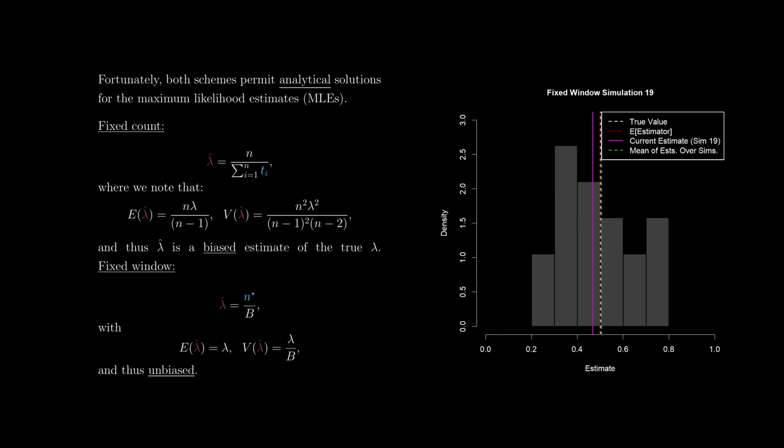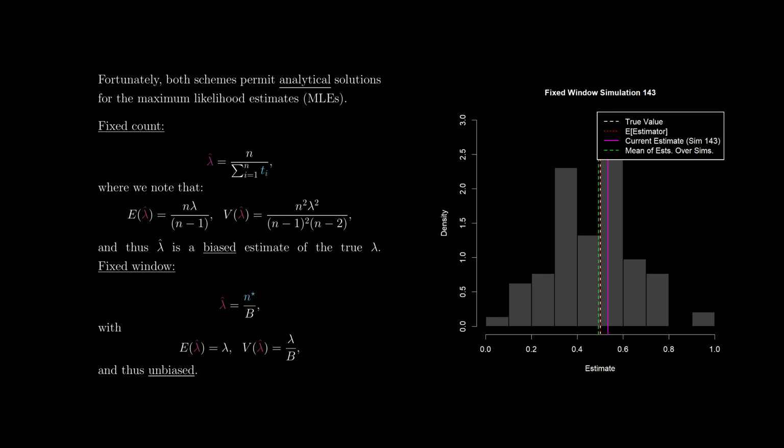For fixed window mode, okay, again, we maximize the likelihood analytically. We derive an expression, and we find lambda hat is now just n star divided by b. Okay, so again, the information is in n star and the window width that you have. And then we find that the expectation of that estimate, lambda hat, is just lambda, the true parameter, so it's an unbiased estimate. And its variance is given by lambda divided by b.